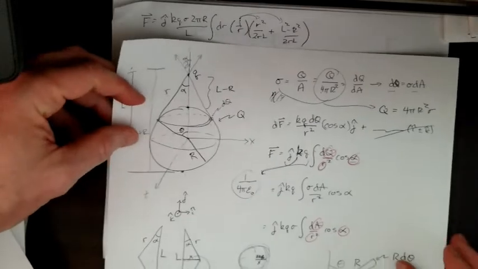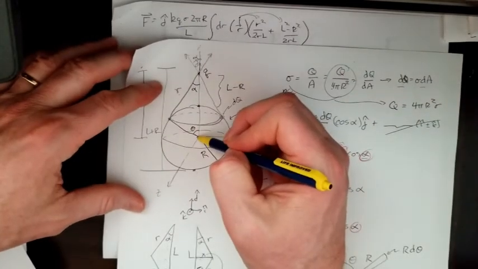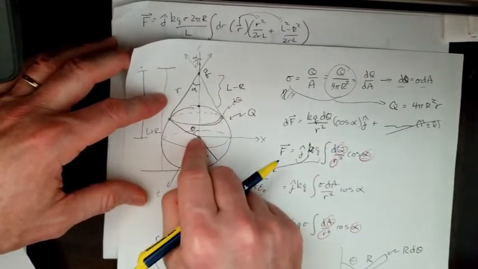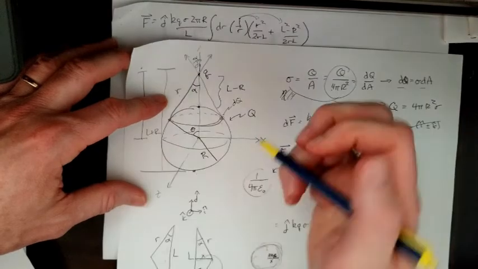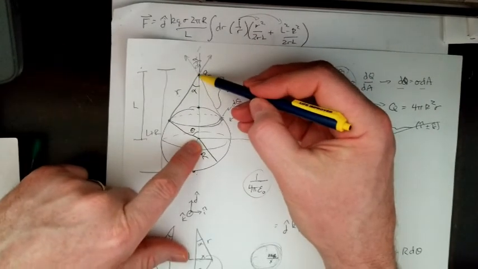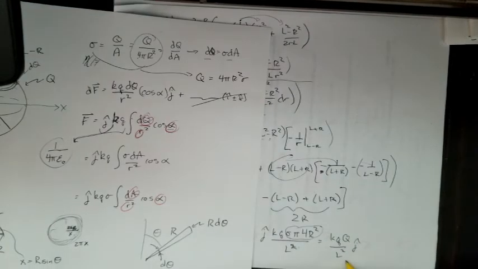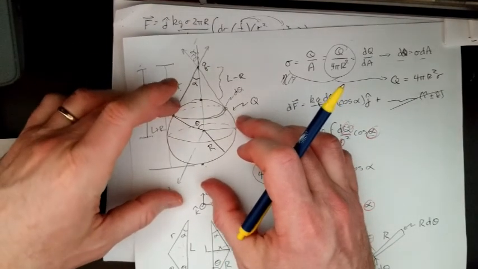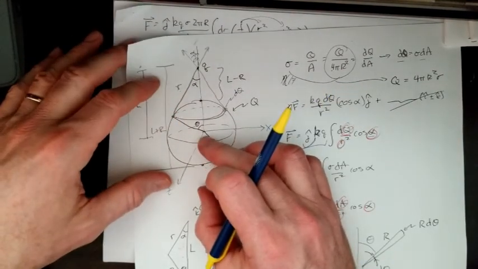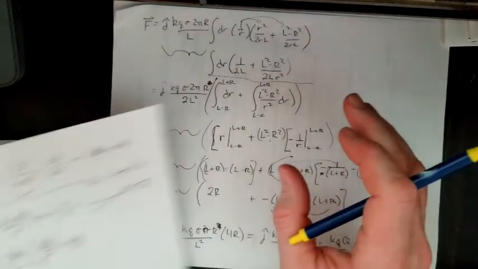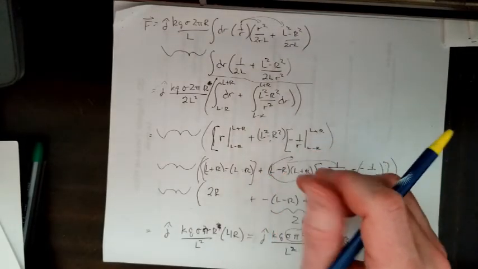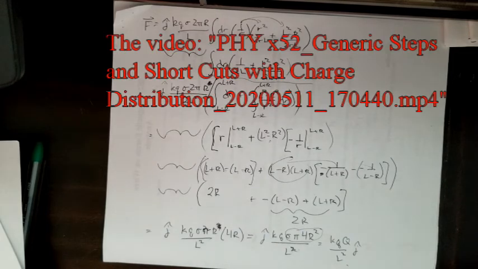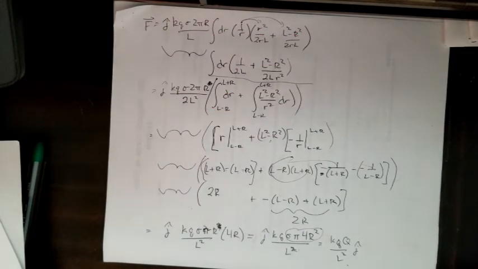In other words, the force between these two charges is as if this whole sphere is a point charge a distance L away, plugging straight into Coulomb's formula. So when I'm outside something with spherical symmetry right here, I can pretend it is a point charge at the center. And if you recall back to when I was doing the generic steps, that was one of the shortcuts that can be taken.